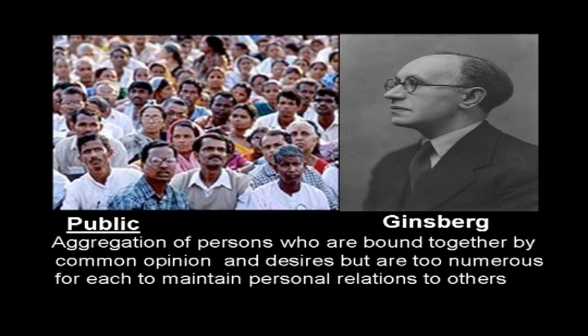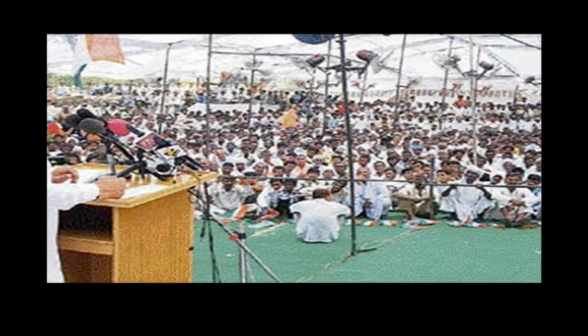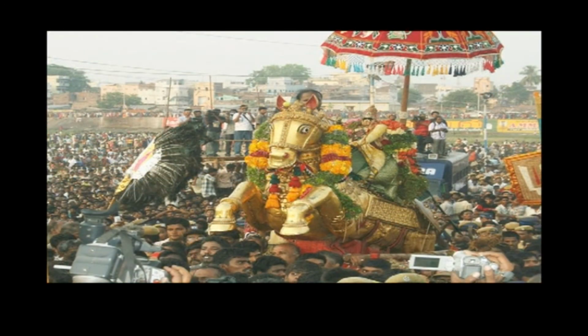The second one is the public. The public is another example of an unorganized group. According to Ginsberg, the term public refers to an aggregation of persons who are bound together by common opinion and desires, but are too numerous for each to maintain a personal relationship with the other. For example, religious meeting, election meetings or devotees in a festival.